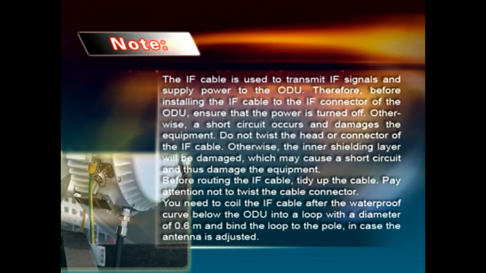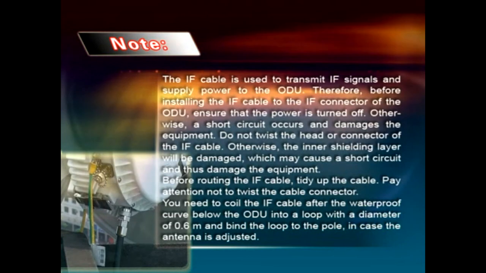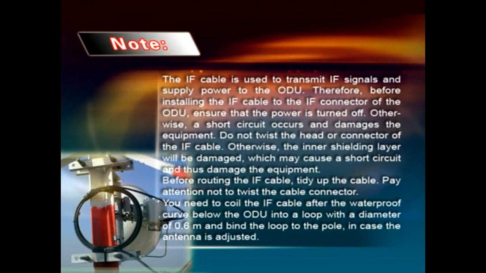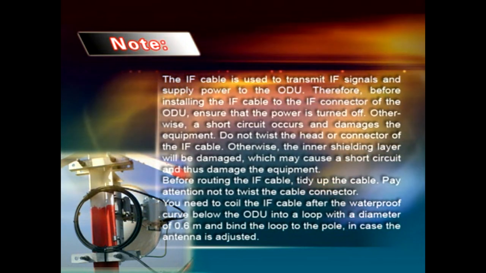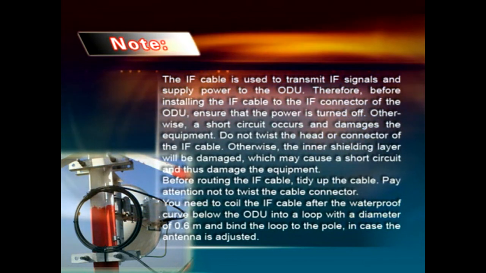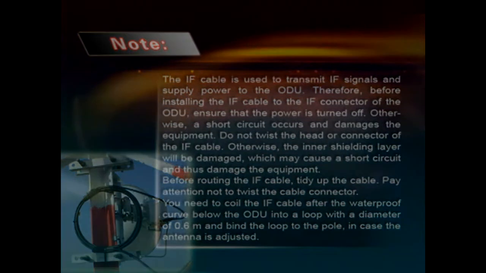Before routing the IF cable, tidy up the cable. Pay attention not to twist the cable connector. You need to coil the IF cable after the waterproof curve below the ODU into a loop with a diameter of 0.6 meter and bind the loop to the pole in case the antenna is adjusted.